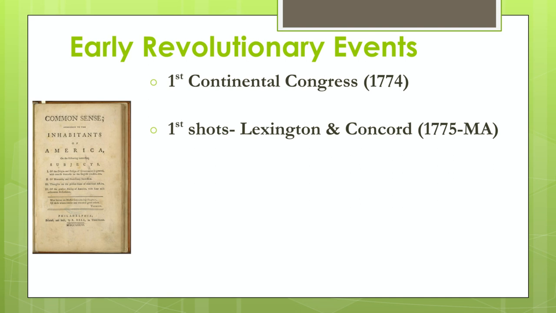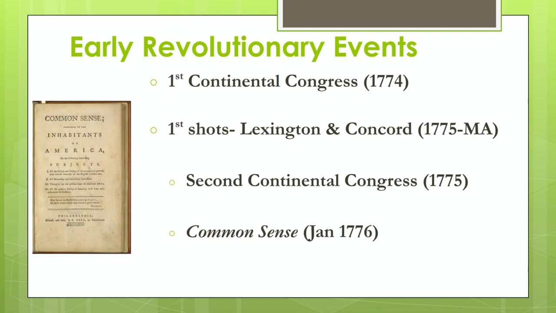So once the war begins at Lexington and Concord, the Second Continental Congress is going to meet, and this time they've got a different agenda. This time they're going to create a militia army, which is going to be made up of mainly farmers and regular everyday people. But they're going to eventually form the Continental Army out of the Second Continental Congress, and this is going to be led by George Washington.